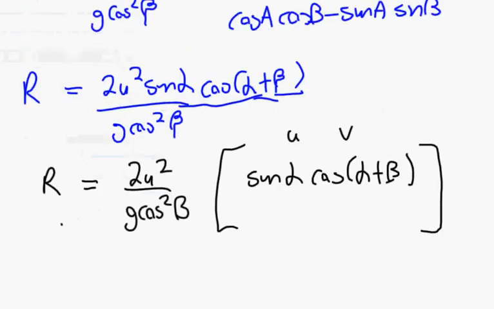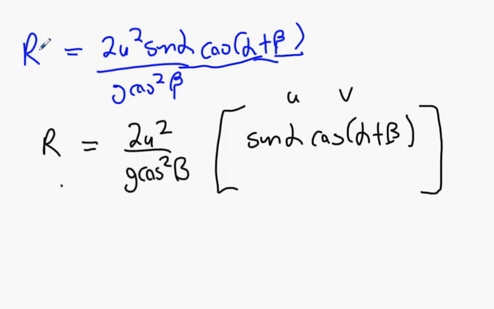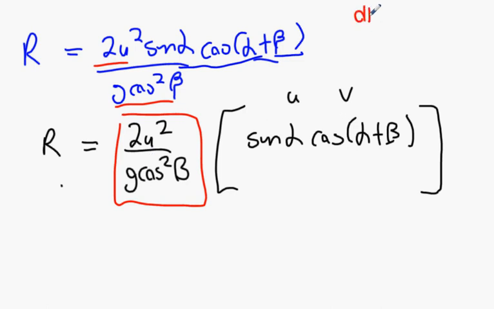Okay. From the range, excuse me guys, the range is 2u squared sine alpha cos alpha plus beta over g cos squared beta. What you got to remember is that the 2u squared and the g cos squared beta, they're considered constants. Therefore, it's a constant out here. For a turning point, our derivative, which is dr d alpha, is equal to 0 because it's a turning point. Hence, we're looking for our maximum.